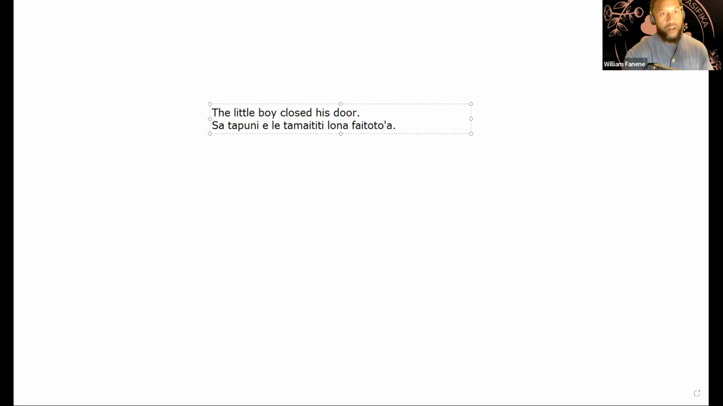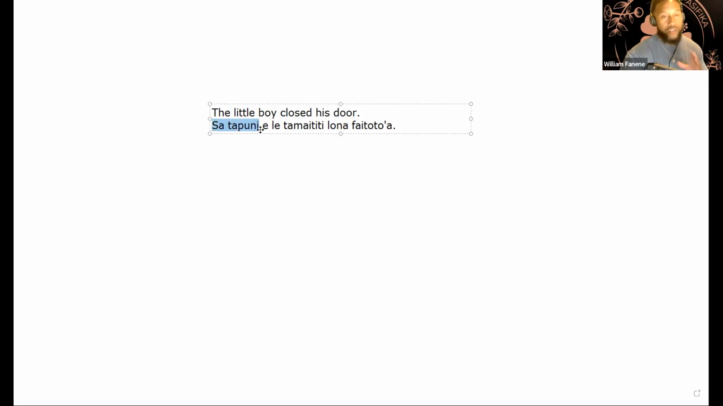Yep. So more specifically, people would definitely say it like this, but just for our clarity, since we're learning the book kind of way, sa tapuni would mean was closing, right? So the boy was closing the door, but you'll definitely hear them interchange all the time. If you hear someone say sa, or see someone say na, if it was na tapuni, that's going to be closed.